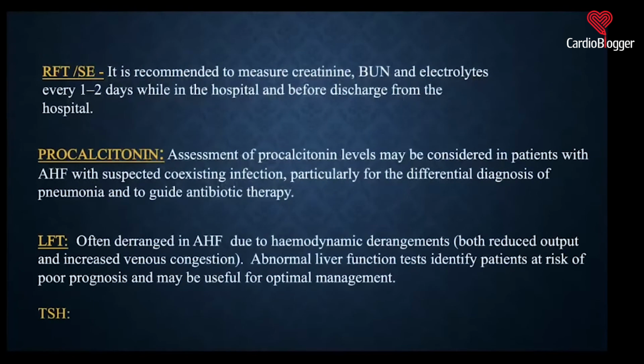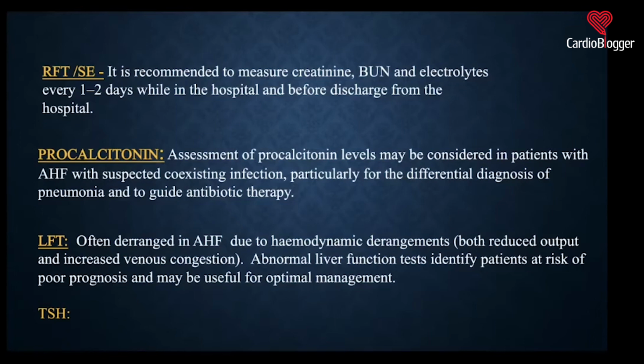RFT, electrolytes, liver function test, thyroid. This should be done in all cases of heart failure, because most patients with heart failure tend to have high blood urea nitrogen and creatinine. And as I'll be coming to it, low systolic blood pressure, high blood urea nitrogen, and high creatinine are three adverse markers of poor prognosis in patients with heart failure. So if you have a high BUN and serum creatinine on admission, they tend to have a poorer prognosis than the patients who have a lower blood urea nitrogen and creatinine.